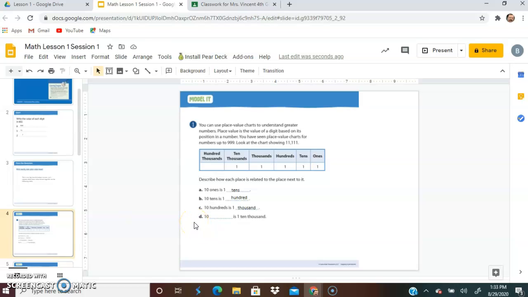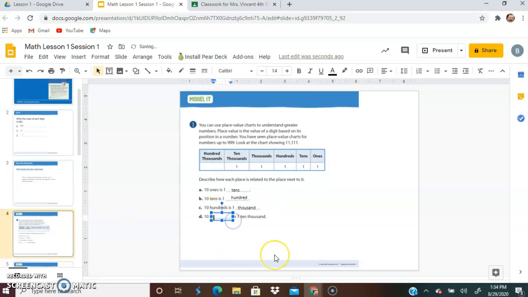So now D makes us think backward. It's saying if I have 10 blank, it's going to be 10,000. So what do I have to have 10 of to get 10,000? I have to have 10 thousands. And I know that's small in your book. Just fit it in there as best you can.